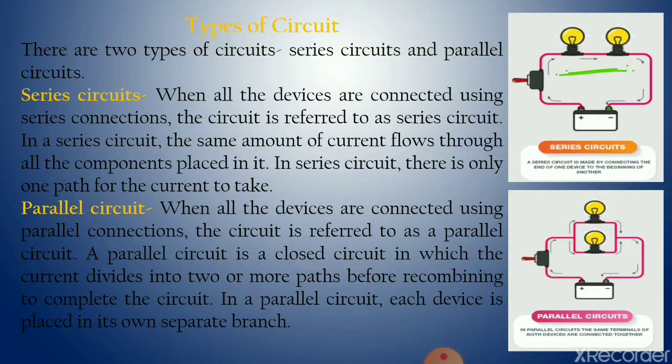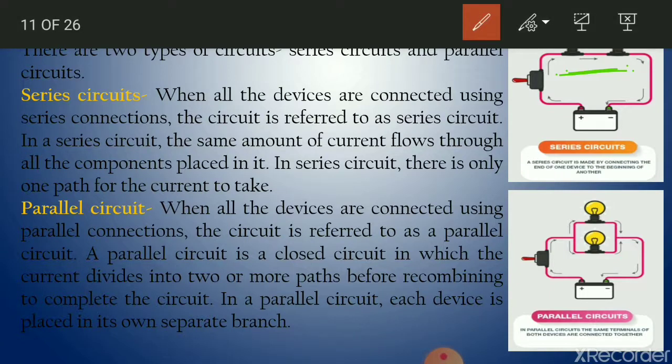Now next one is the parallel circuit. When all the devices are connected using parallel connections, here you can see these two devices are arranged in a parallel manner. This type of circuit is referred to as a parallel circuit. A parallel circuit is a closed circuit in which current divides. The current enters at one point and divides into two or more paths as the connections are there, before recombining to complete the circuit.